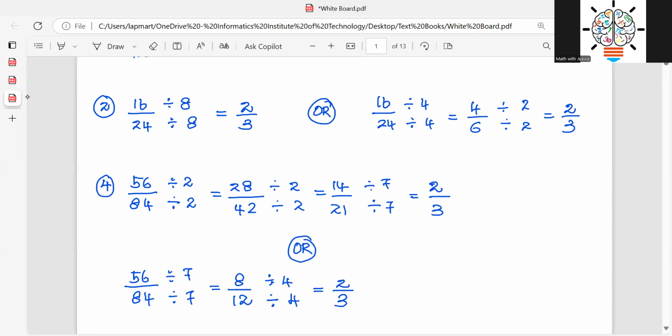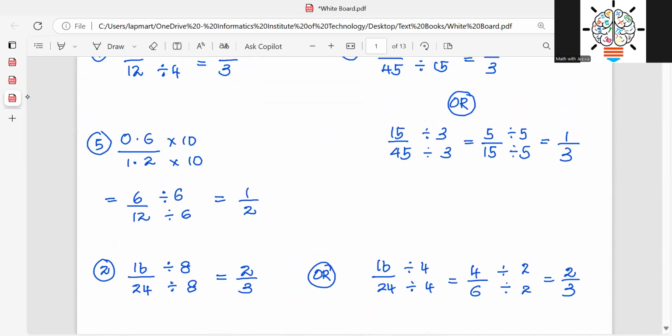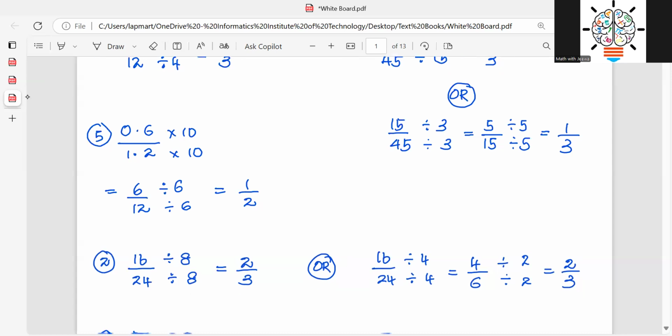Right? Then question number 5 is a little bit different. Why? Because you have decimals. If you remember, in the theory session we discussed that when you have decimals like this, we multiply the numerator and the denominator by 10, 100, or 1,000. It depends on the number of decimal places you have. Here I have only 1 decimal place, so I multiply both the numerator and the denominator by 10. That gives me 6 and 12. Then I simplified 6 and 12 by dividing by 6, so it gives me 1/2.